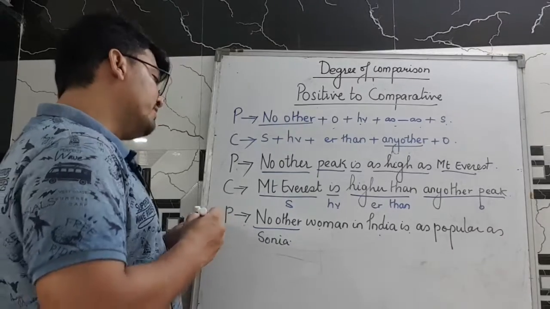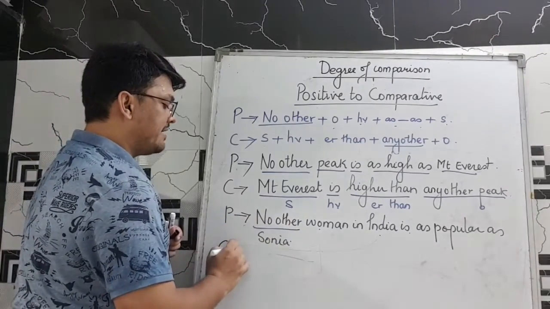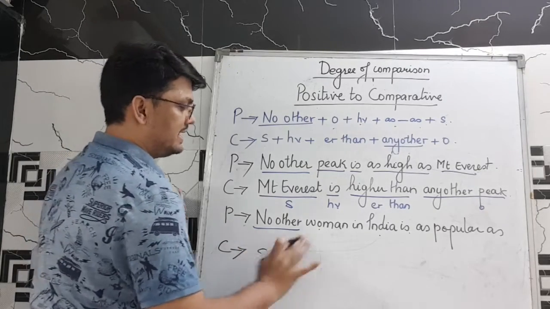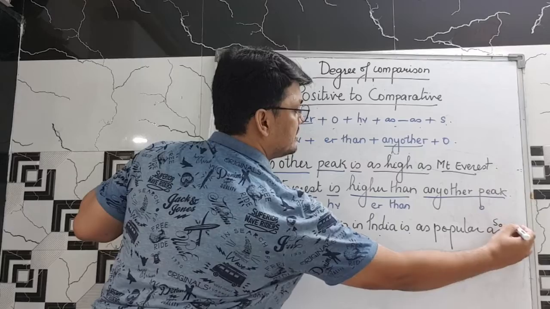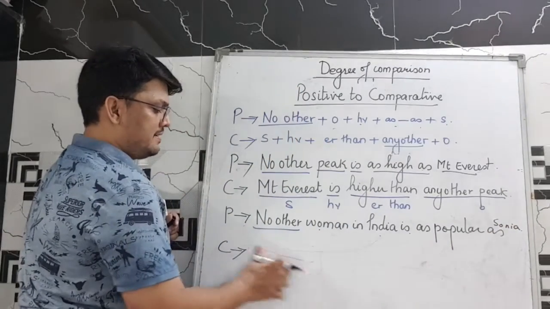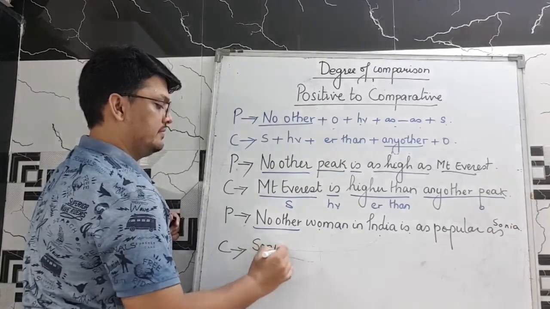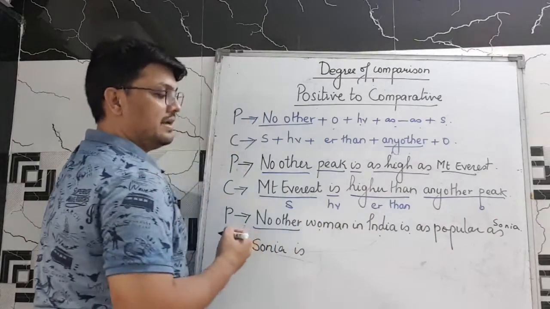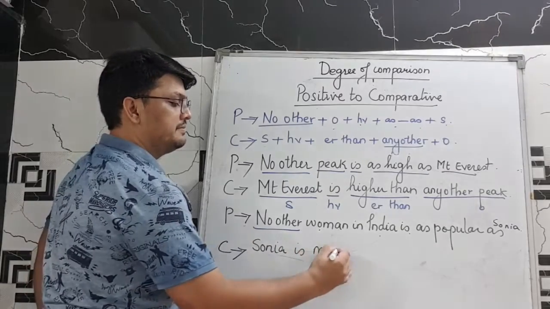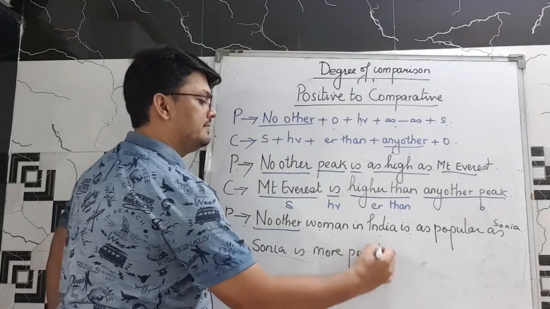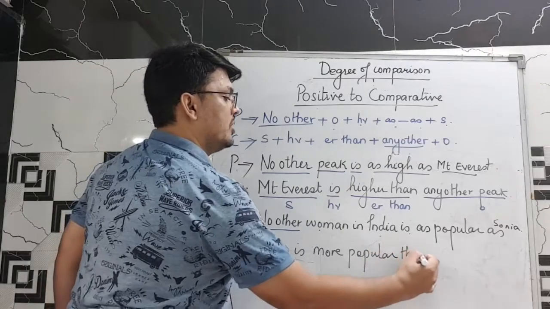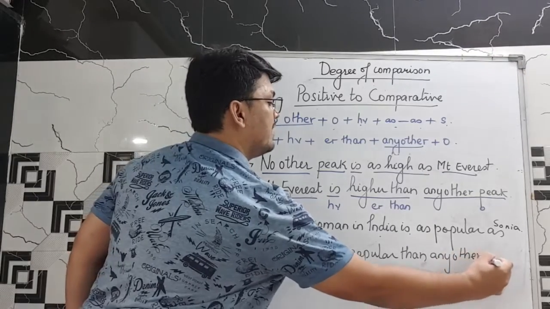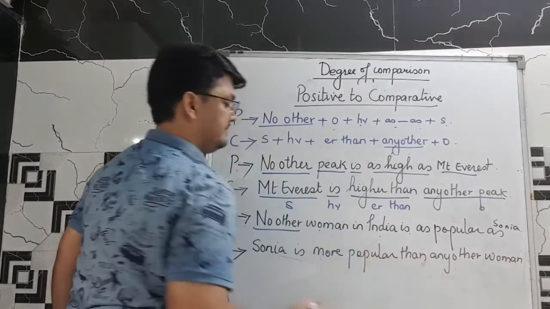So now students, rule will be the same. I'll start my comparative with my subject Sonia. So Sonia will come here. Let's put Sonia that side. So should be not confusion here. Sonia is as popular as will become more popular than. No other will become any other woman in India.